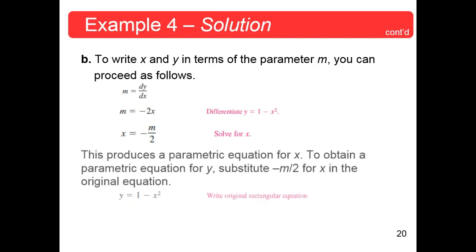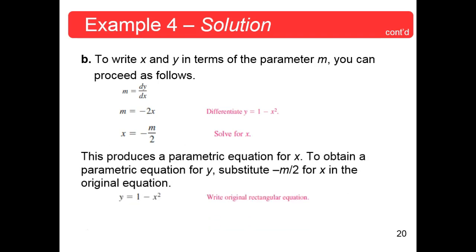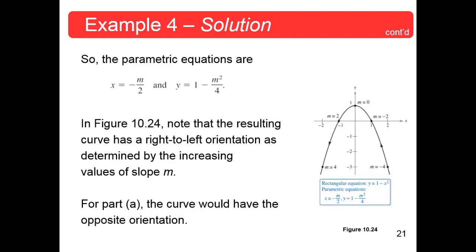Plug that into your original equation, y is equal to 1 minus x squared. It would be 1 minus a negative m divided by 2 squared. But of course, that minus m divided by 2 is going to become m squared over 4 because the minus sign will disappear after you square it. And then you have 1 minus m squared over 4. So there's your y parameterization. You got your x, you got your y. Okay. Now, you can simplify that a little bit, well, no, they left it just like that, which is fine. There's nothing wrong with it.